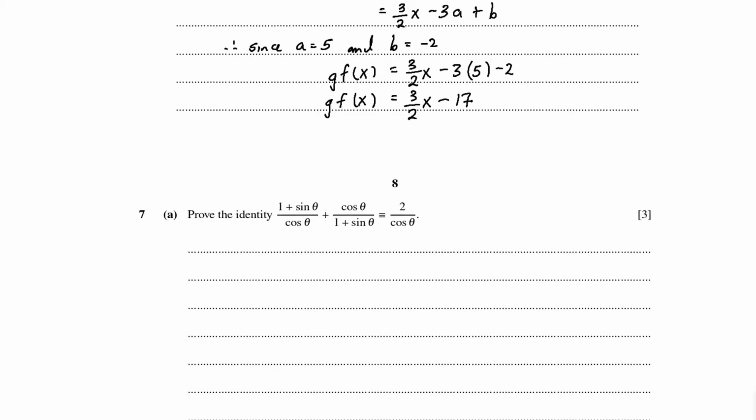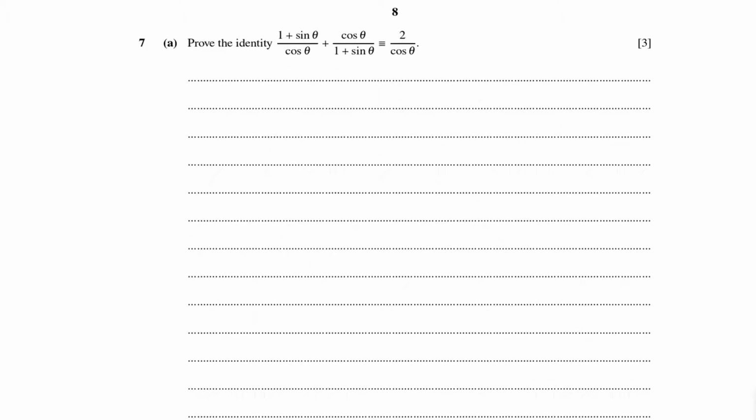Let's scroll down to number 7. On number 7, part A, prove the identity (1 plus sine theta) over cos theta plus cos theta over (1 plus sine theta) is identical to 2 over cos theta. So this is a trig identity, and in order to prove an identity, you have to pick a side and simplify it until you get the other side. Here I'm going to choose the left hand side.